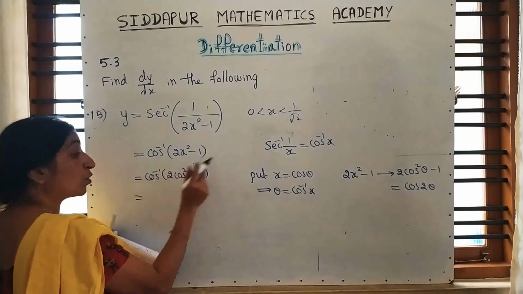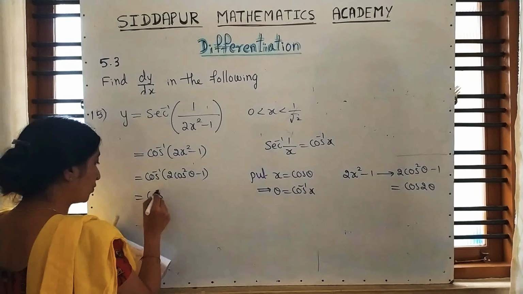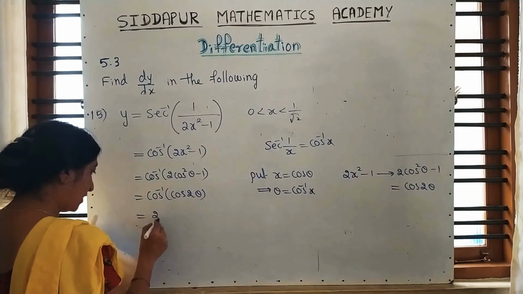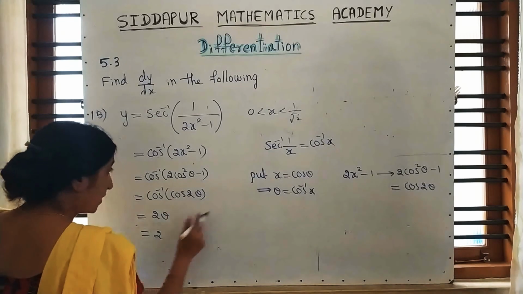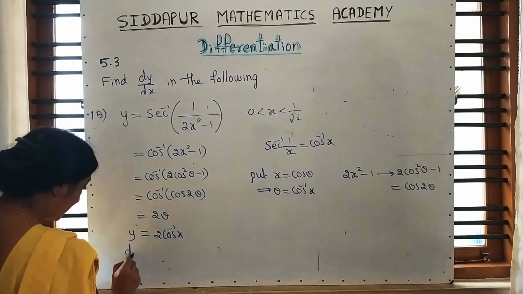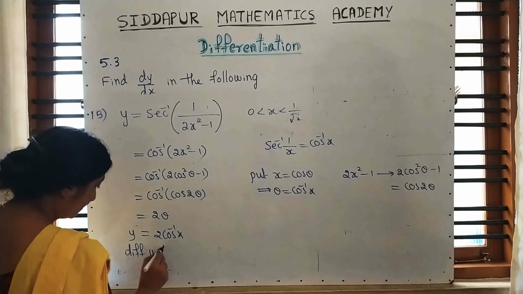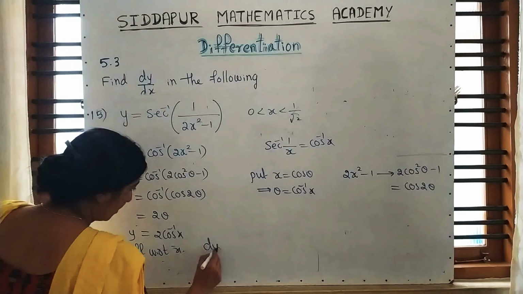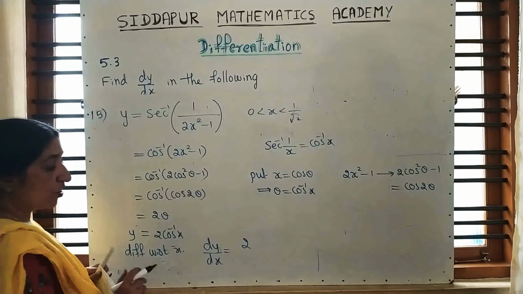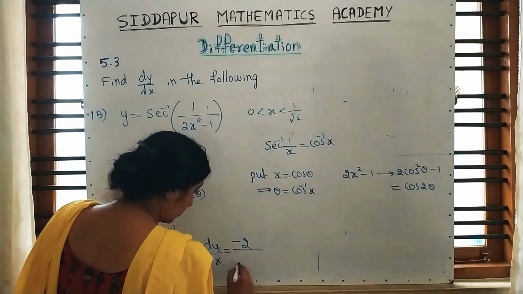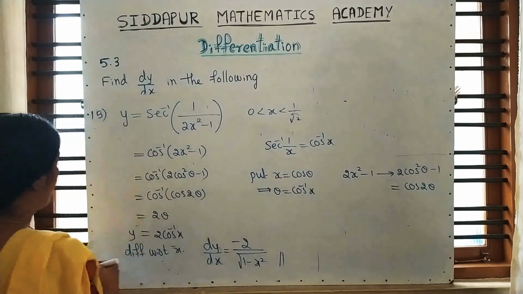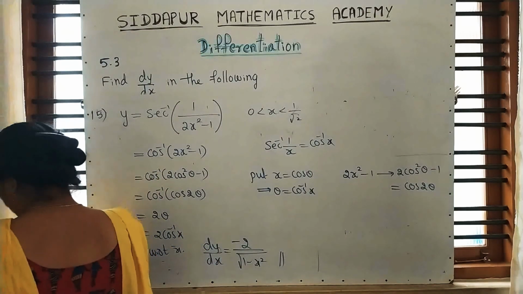And what is 2 cos square theta minus 1? As you know, it is cos 2 theta. Cos inverse and cos cancel, 2 theta. But what is theta? Theta is cos inverse of x. Differentiate with respect to x. Dy upon dx, 2 as it is. Differentiation of cos inverse is minus 1 upon root 1 minus x square. Already you are familiar because we solved so many examples on that.